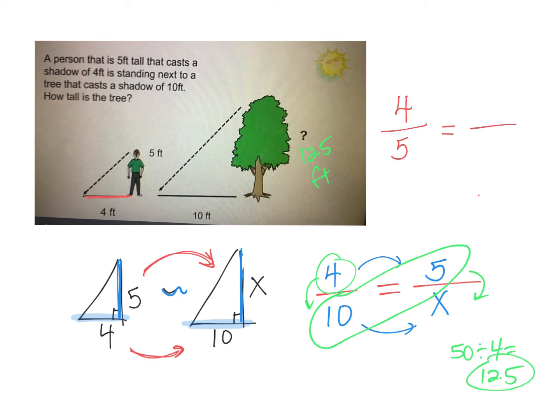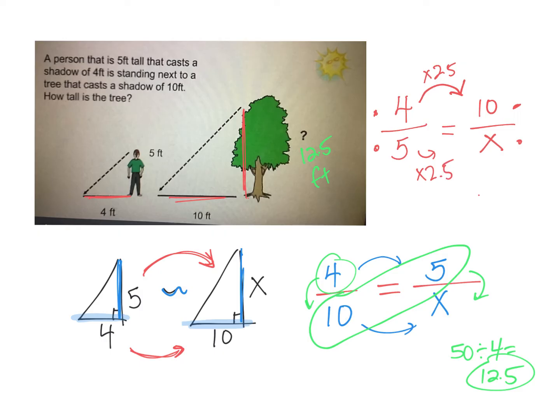That should be equal to the tree shadow is 10 feet tall, and its height is x feet tall. So now if you think about this, this was the person's shadow, height, tree shadow, tree's height. I could think about it like this. Well, how do I get from 4 to 10? I think it's times 2.5. And if I did 5 times 2.5, I get the same thing of 12.5.